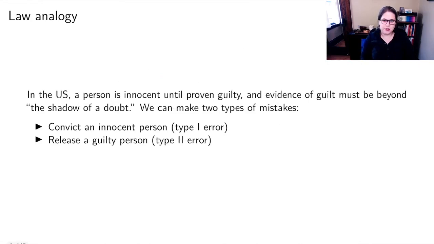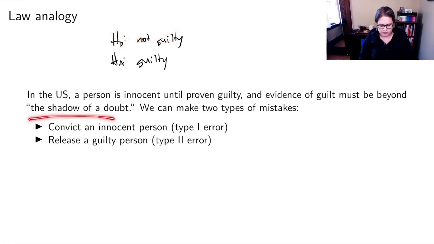So there's this analogy to law in the US legal system. The goal of our legal system is that a person is innocent until they're proven guilty, and the evidence of guilt has to be beyond a shadow of a doubt. And so this is like saying our null hypothesis is not guilty and our alternative hypothesis is guilty. And in order to reject the null hypothesis, we need to be beyond a shadow of a doubt. And then we can make two types of mistakes.